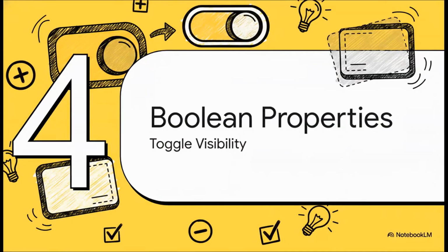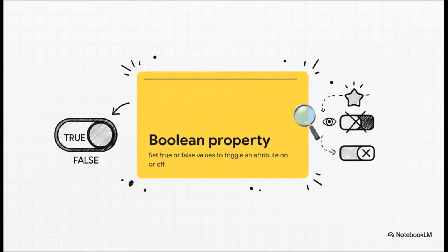All right, Section 4, step-by-step Boolean properties. Let's master toggling layer visibility. So, what is a Boolean property? It just sets true or false values, allowing you to toggle an attribute on or off. Currently, this is strictly for controlling layer visibility.